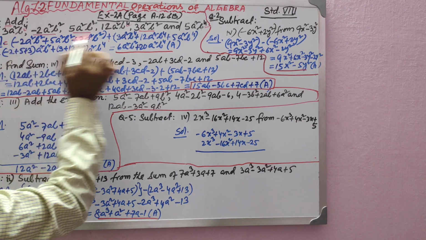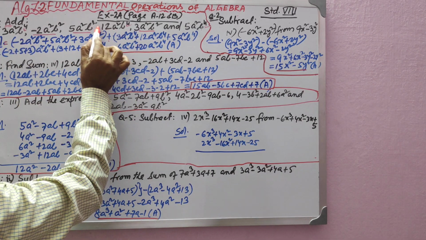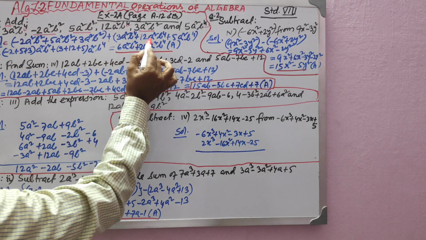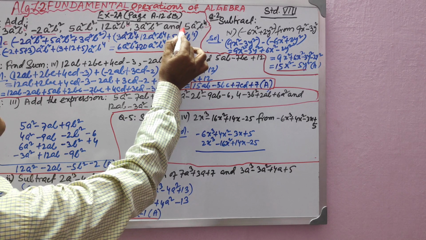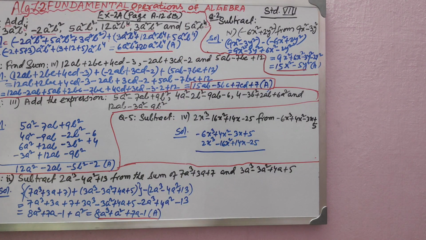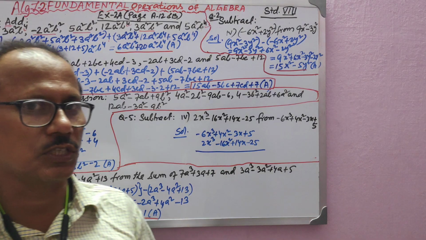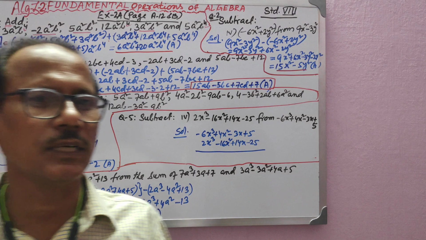3a square b to the power 4. Here is 12 square b to the power 4. Here no sign means plus sign. 12 square b to the power 4 plus 12 square b to the power 4. Here also no sign means plus sign, plus 5 square b to the power 4. Now, have you picked all the terms or not? Just see. If you find some unlike terms for addition, they will be written with the plus sign.